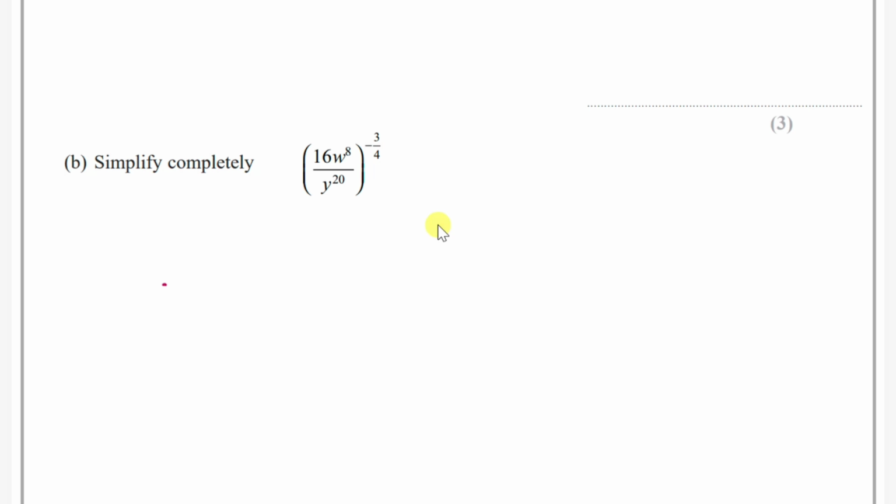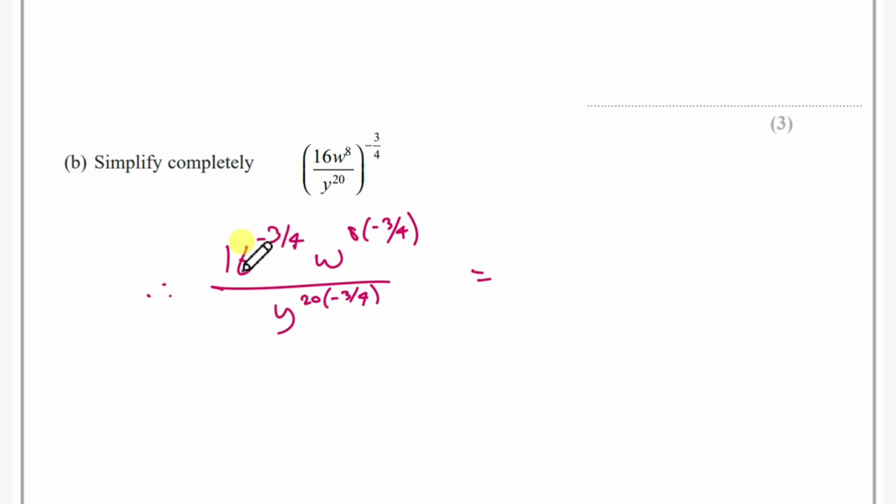So, for example, it's going to look like this. So, you've got 16 to the minus 3 over 4, W, 8 times minus 3 over 4, over y, 20 times minus 3 over 4. Now, what does that mean? So, let's put this in the calculator. 16 to the power minus 3 over 4. Again, you don't need to think. You have a calculator, and it does all your work for you. When you do that, you will realize that 16 to the minus 3 over 4 gives you 1 over 8.